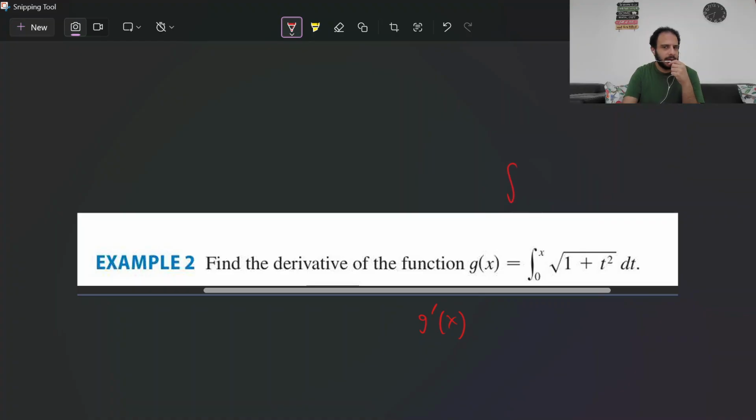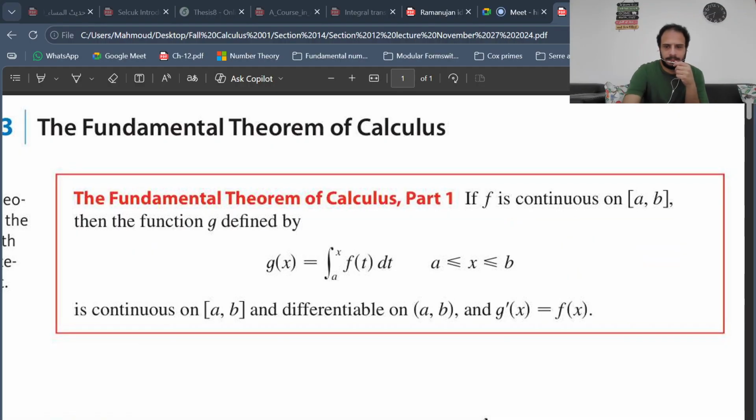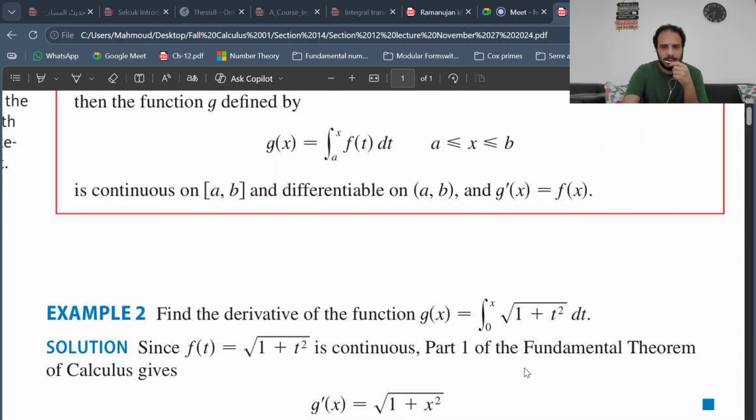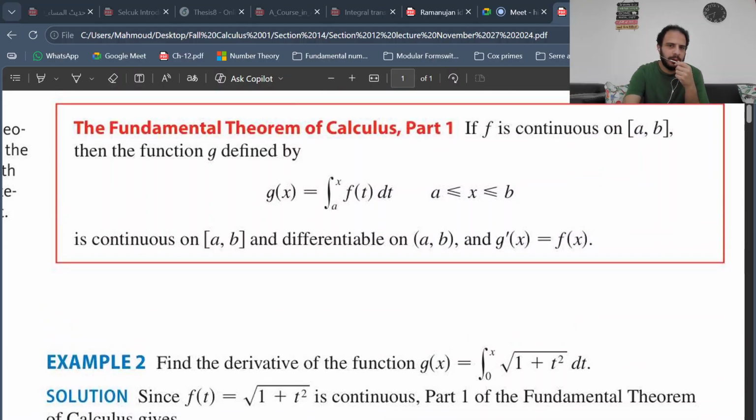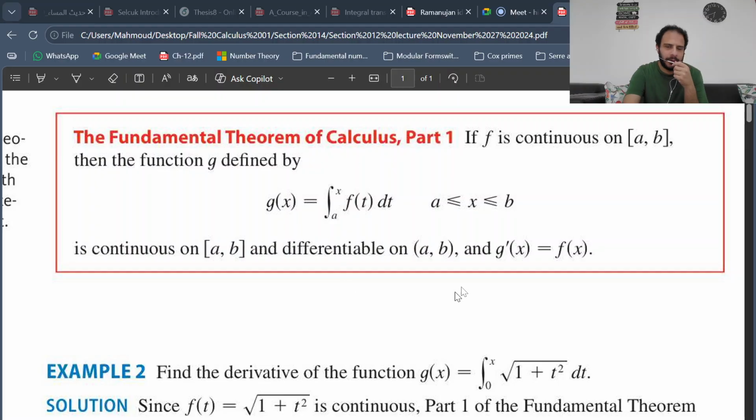We said that for the integral from constant a to x, when you differentiate it, you just put x in the function inside, right? So what's the result? Root of 1 plus x squared. Yes, thank you. So root of 1 plus x squared. So it's easy, right? The function is continuous, so we can apply the first part of the fundamental theorem of calculus.